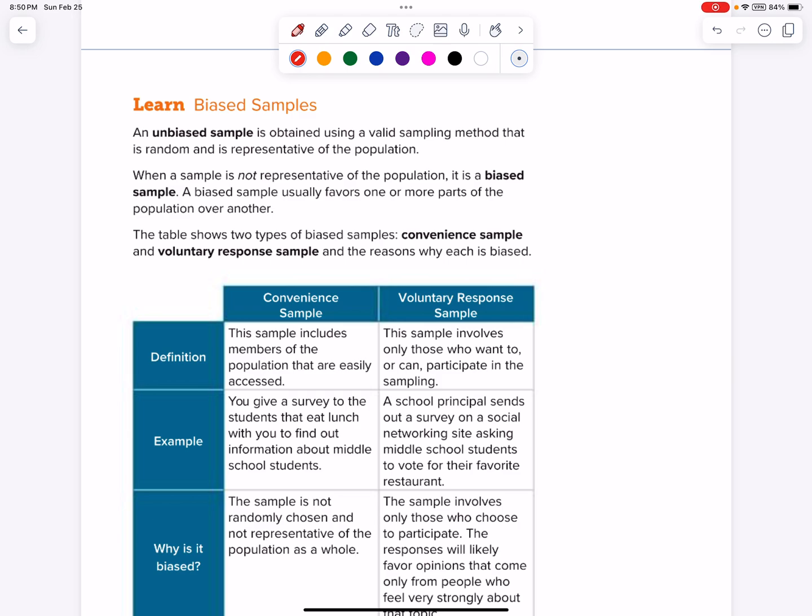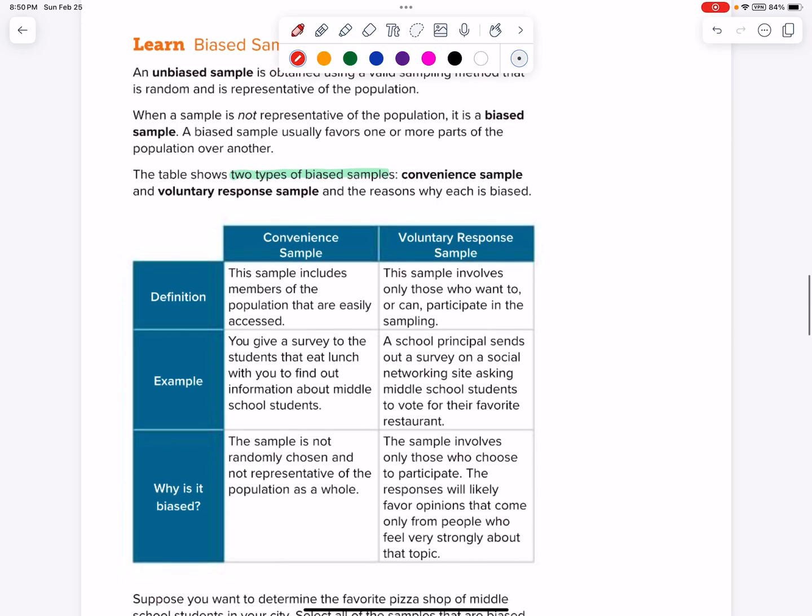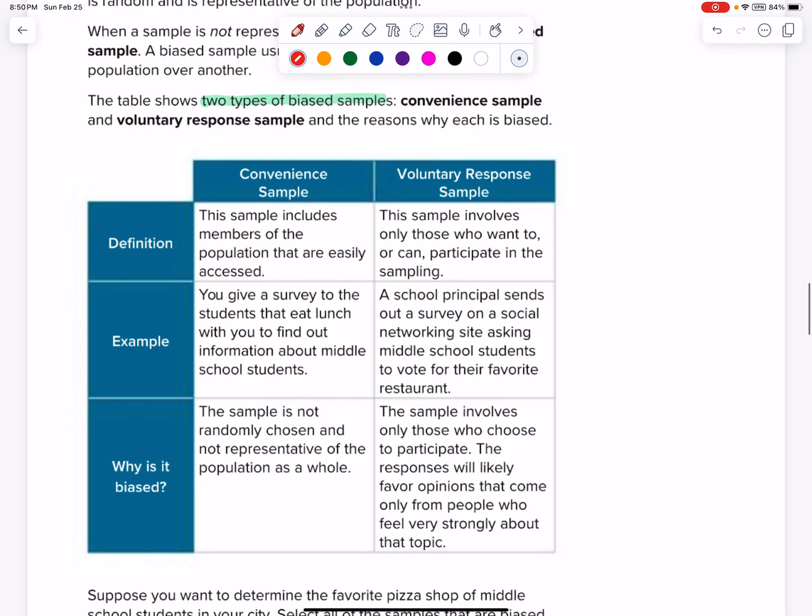Okay, so we have 2 types of bias samples here. So let's go ahead and highlight this. 2 types of bias samples. One is called convenience and one is called voluntary. And you'll sort of understand why they're biased or unfair.